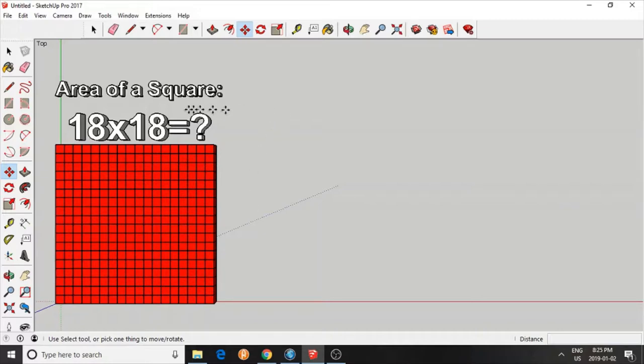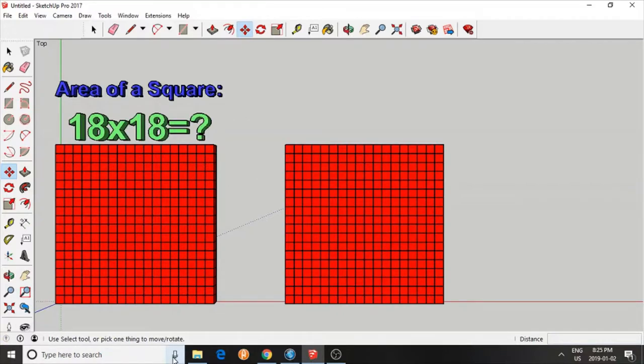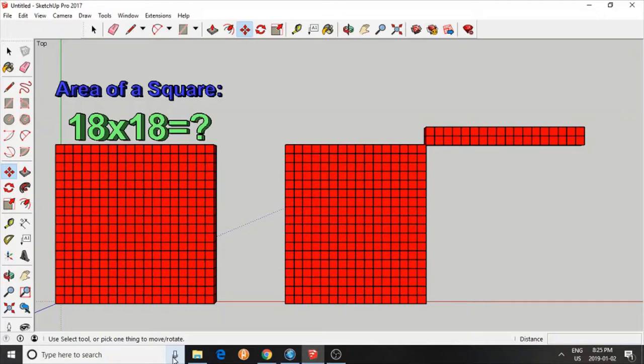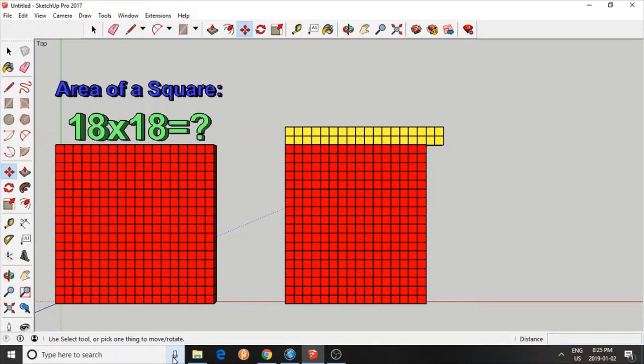For example, 18 is close to 20. It's only two away, so you can think of removing two bars from the right, like that, and adding that to the other side. So what happens now, I have 16 on this side and 20 on this side, and I end up with a square of the difference, which was 2. 2 times 2 is 4.